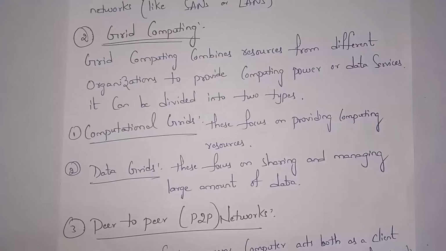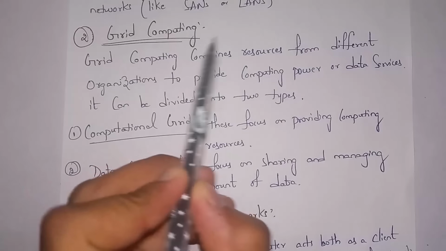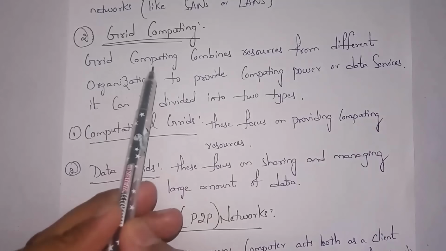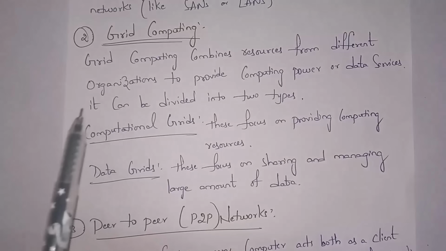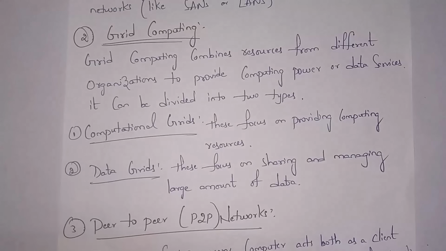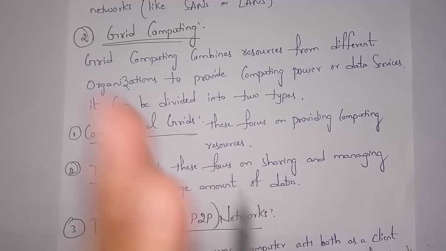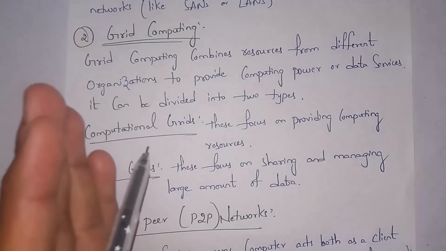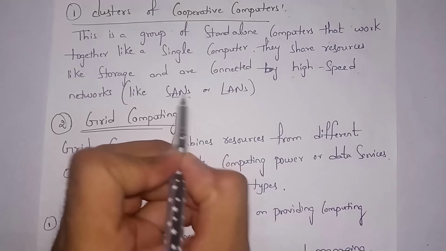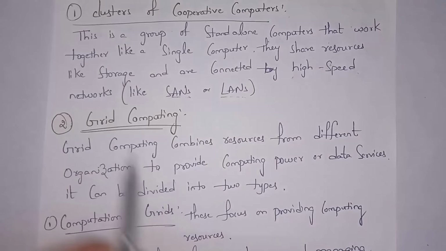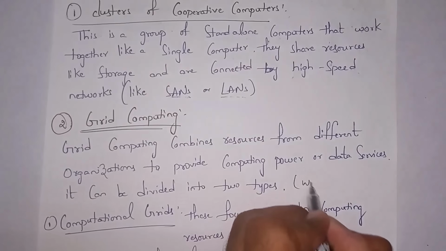And second one is grid computing. Grid computing combines resources from different organizations to provide computing power or data services. It can be divided into two types. First one is computational grid and next one is data grid. Guys, difference between cluster computing and grid computing is, in cluster computing, single task is shared among multiple computers, whereas in grid computing, each task is given to one computer. And cluster computing is storage area network or local area network, whereas grid computing is wide area network.